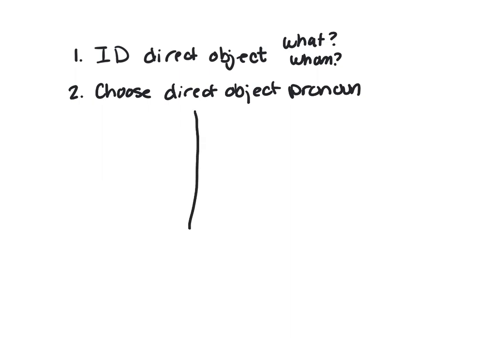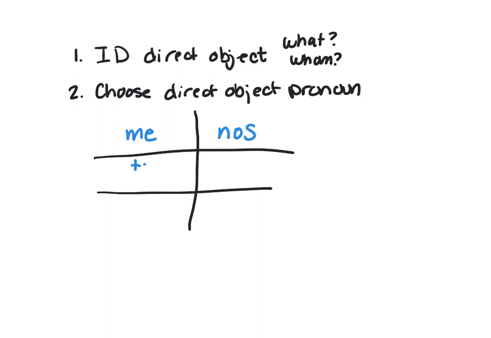Okay, so we're going to draw our chart. And we have me, nos, and te. For usted, it's going to be lo or la. For ustedes, los or las. If you're talking about something or someone, it's going to be lo or la. And if you're talking about a group of things, it's going to be los or las.